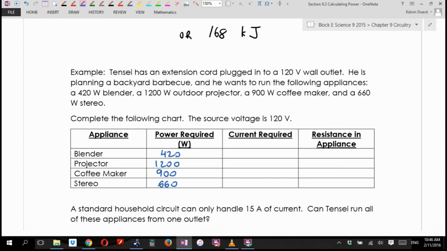What do they want me to find in the next column? Okay, what do I know? I know power. I'm just going to leave a blank. You're right, I know voltage. I want to find current. Is there an equation that has current and power and voltage in it? And please, God, let it have the I by itself?